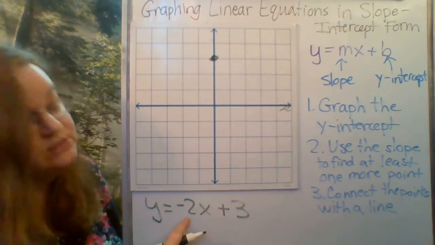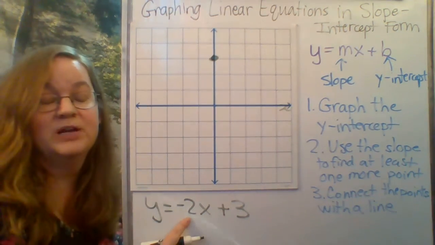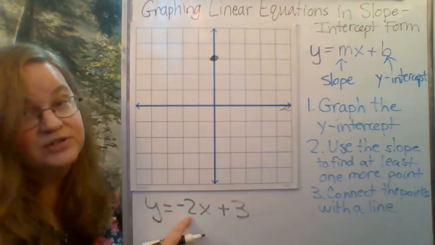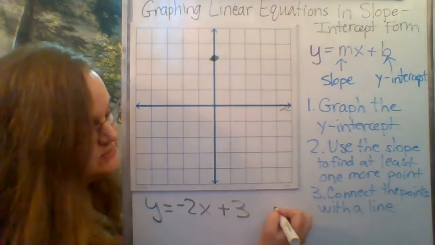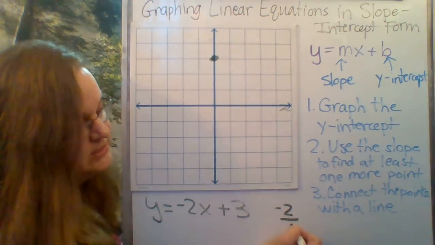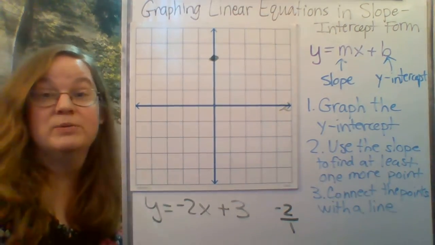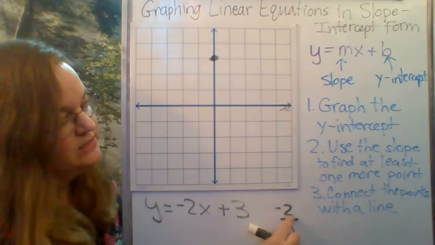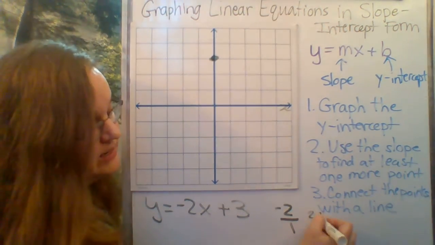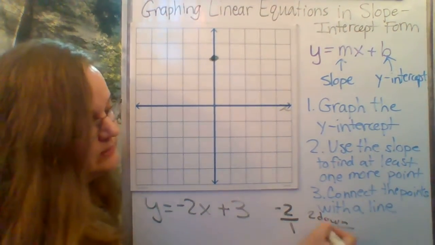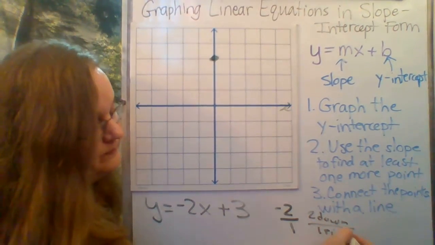And then I need to use my slope, which is the number multiplied by x, that coefficient of x, to find the next point. Well, it's -2. -2 is not a fraction, but any number can be made a fraction by putting it over 1. So -2 over 1 means 2 down and 1 to the right.